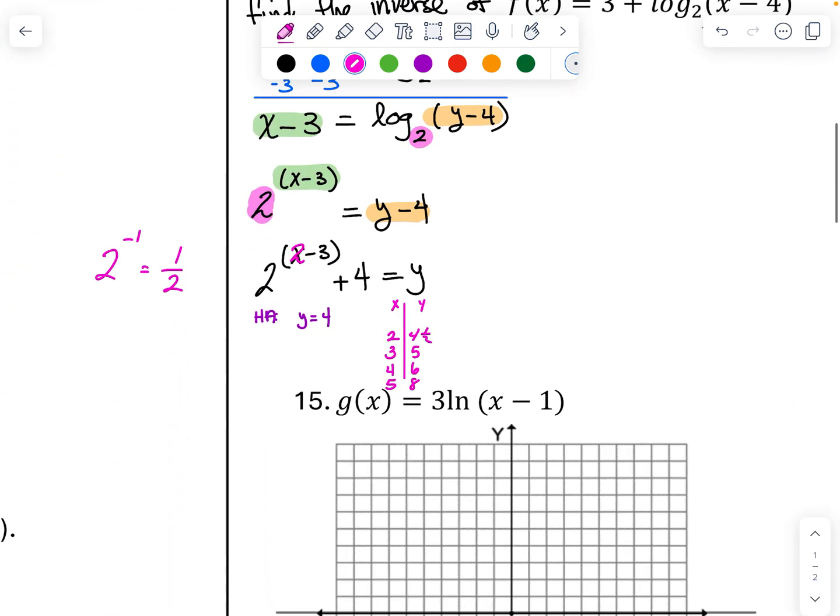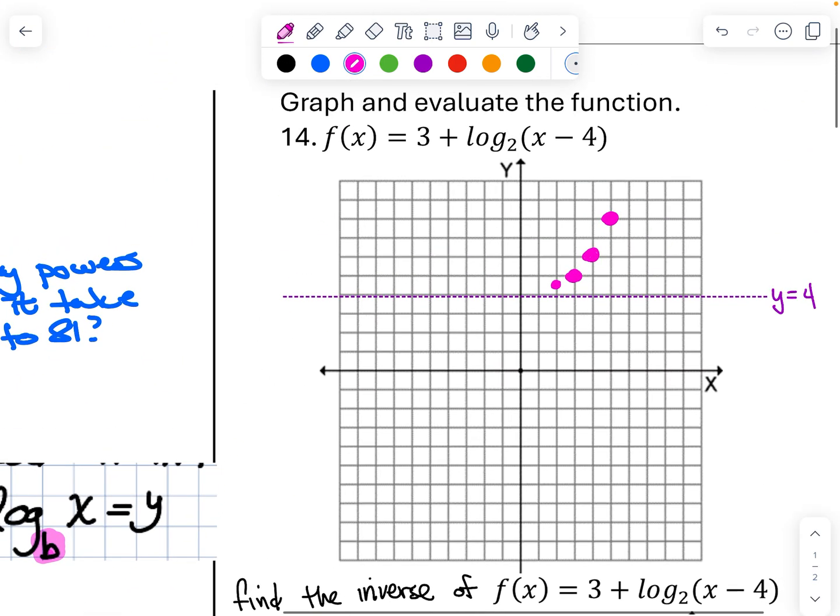Okay, well what if I let x be 1? If I put a 1 where this x is, then I have 1 minus 3, which is 2 to the negative second. 2 to the negative second is 1 over 2 to the second, which is 1 over 4. And 1 over 4 plus 4 is 4 1/4. So (1, 4 1/4) would be about right there.